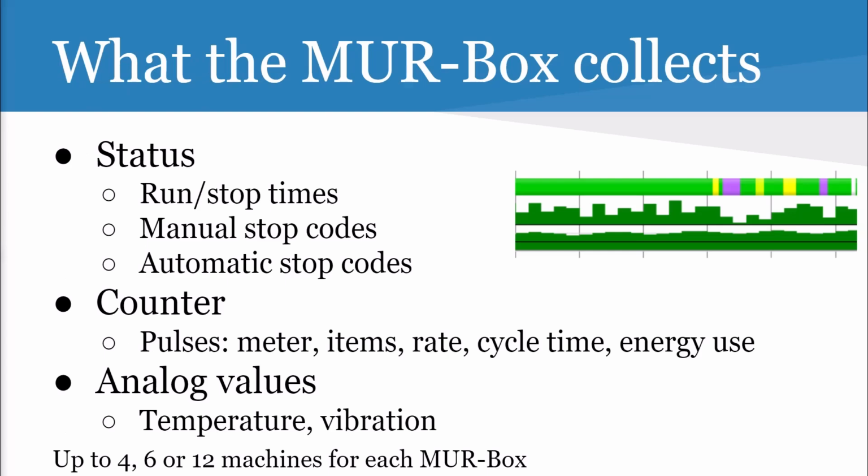First we have the MUR-Box and what it collects. On the right side you see the 3 different lines. We have the status line, we have the counter, and we have the analog inputs.